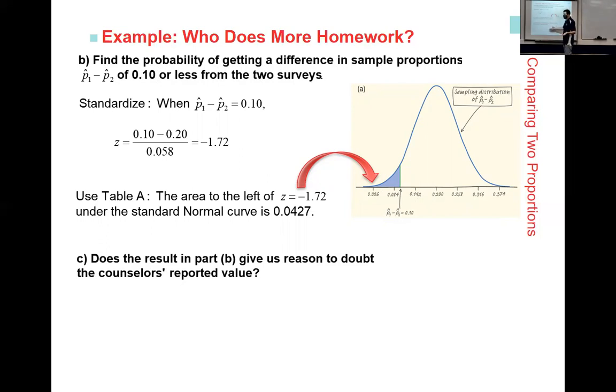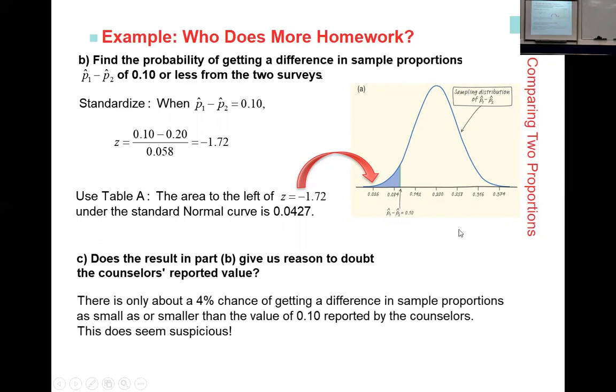And so our answer for part C is basically going to be our interpretation of a p-value. We're going to phrase it as, there's only a 4% chance of getting this. This seems suspicious, but eventually we're going to get to this p-value of 0.0427 is less than our alpha level 0.05, which means we reject the null hypothesis, and we're going to conclude the alternative that the difference is less than 0.2.